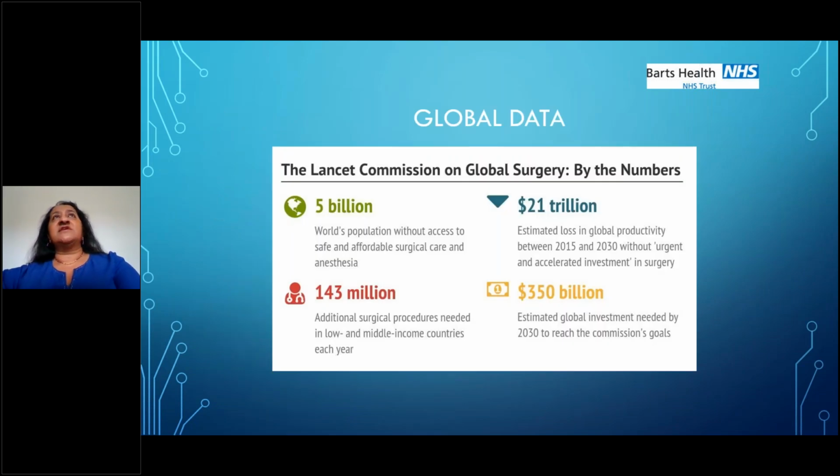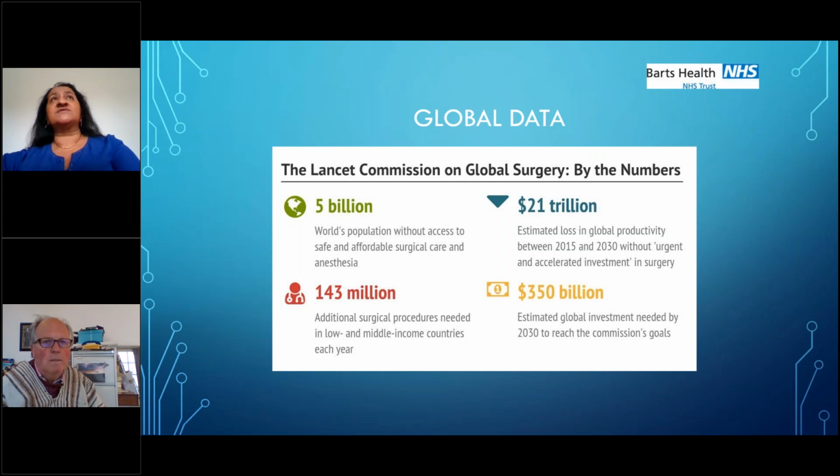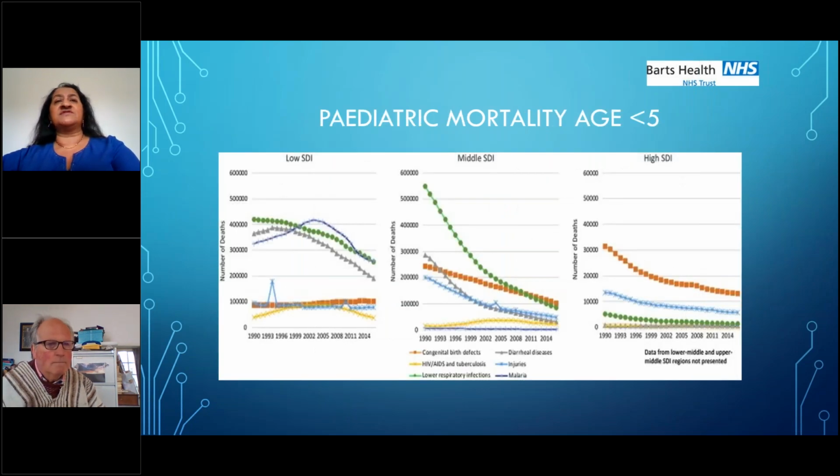The Lancet did an article which highlighted how many patients globally do not have access to surgical care and anesthesia. It's a striking amount that lack it, and in particular, children are affected by this. They also extrapolated how much investment would be needed for there to be equitable access to surgical care throughout the world.